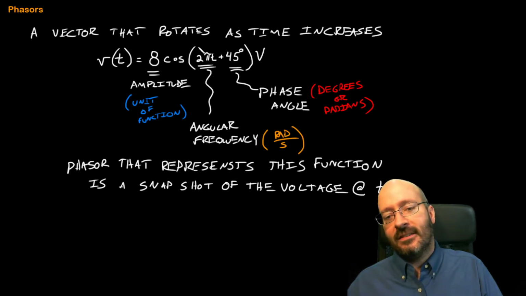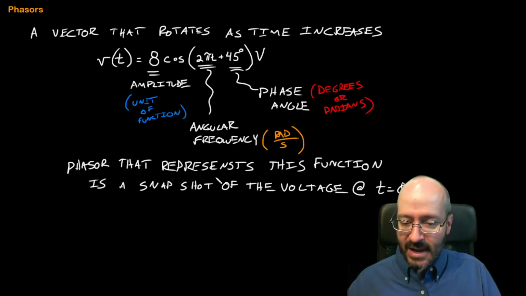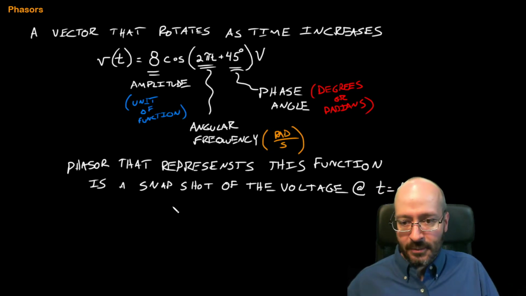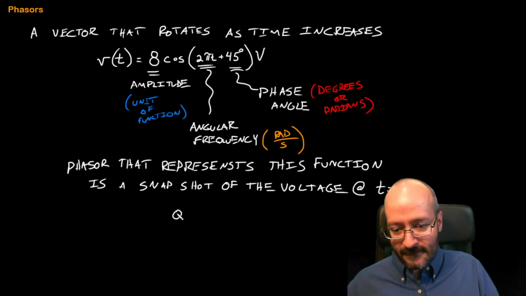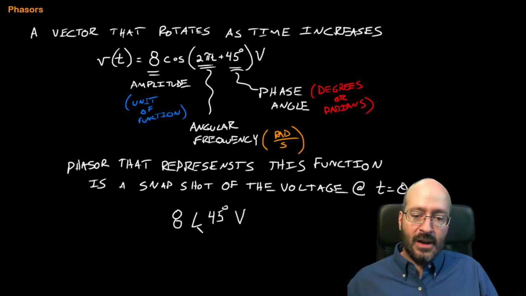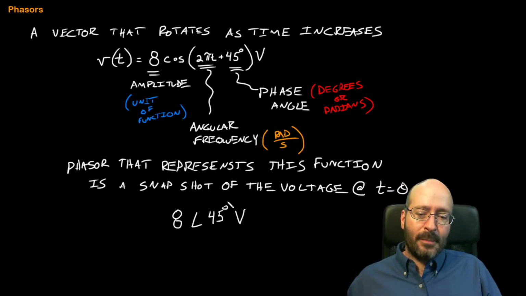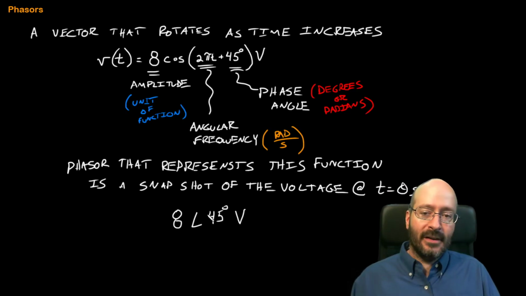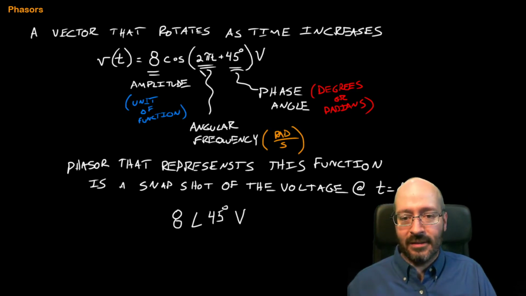So I can take this function and represent it this way. I can say it has an amplitude of 8 and a phase angle of 45 degrees. So 8 at an angle of 45 is how I would read that, and it does get a unit, volts. All right, so if we represent that complex number, how do we recover this?